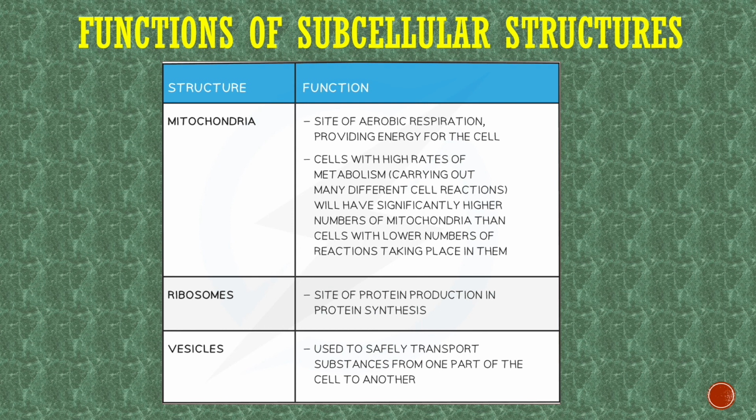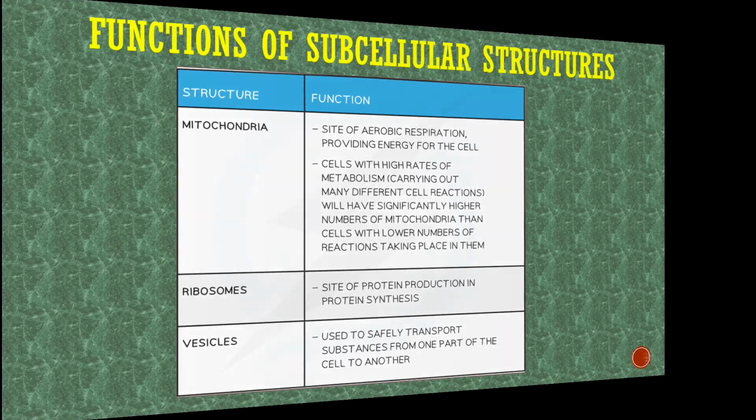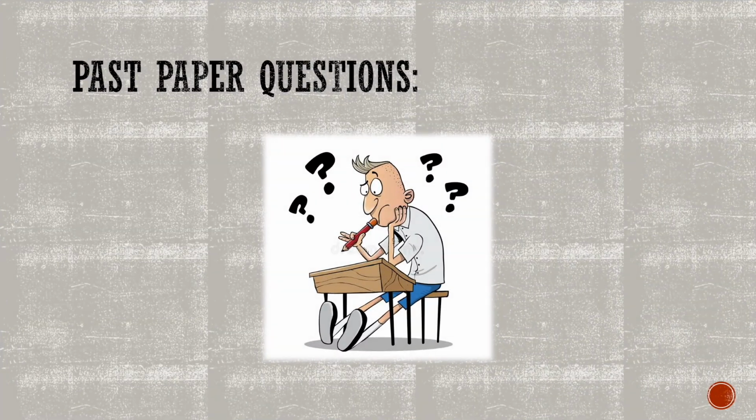Next, ribosomes, site of protein production in protein synthesis. And lastly, vesicles, used to safely transport substances from one part of the cell to another. Now let's proceed to past paper questions. Are you ready?